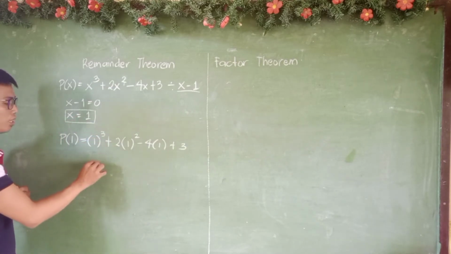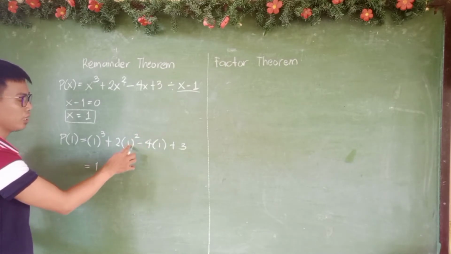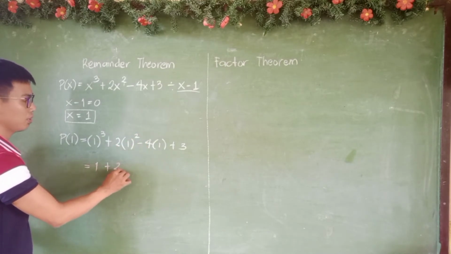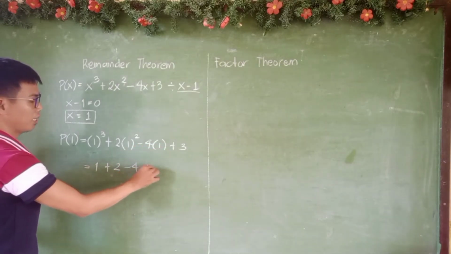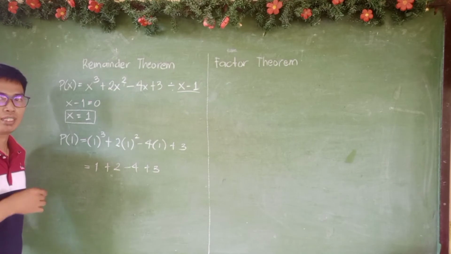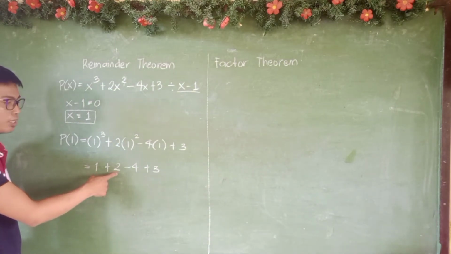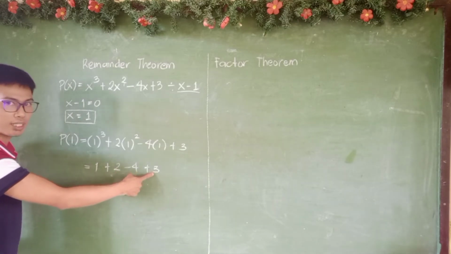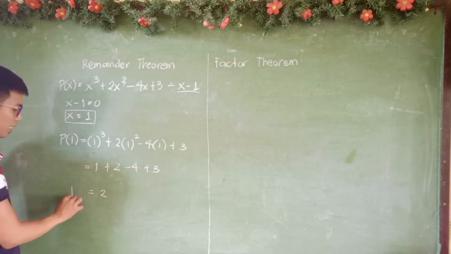So 1 raised to 3 is 1 plus 1 squared is 1 times 2, that is 2. Negative 4 times 1 is negative 4 plus 3. And then, simplify na lang ulit natin. 1 plus 2 is 3, plus 3 is 6, minus 4 is 2. So that is P of 1.